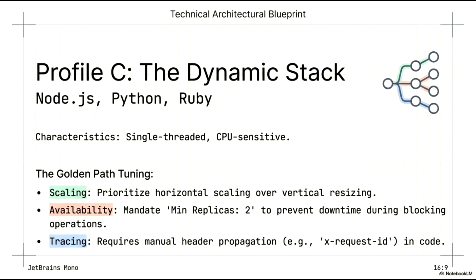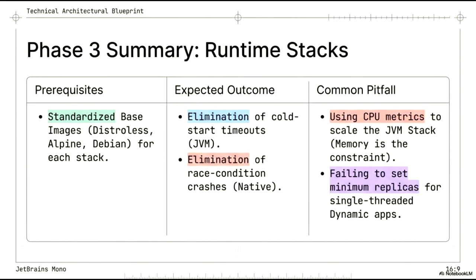Lastly, tracing within the stack requires manual header propagation, such as X request ID, directly within the application code to ensure end-to-end request visibility. Moving into Phase 3, our focus shifts to the optimization and stabilization of our runtime stacks. To successfully navigate this phase, we have identified a core prerequisite: the implementation of standardized base images across all stacks, specifically leveraging distroless, Alpine, and Debian distributions to ensure consistency and security.